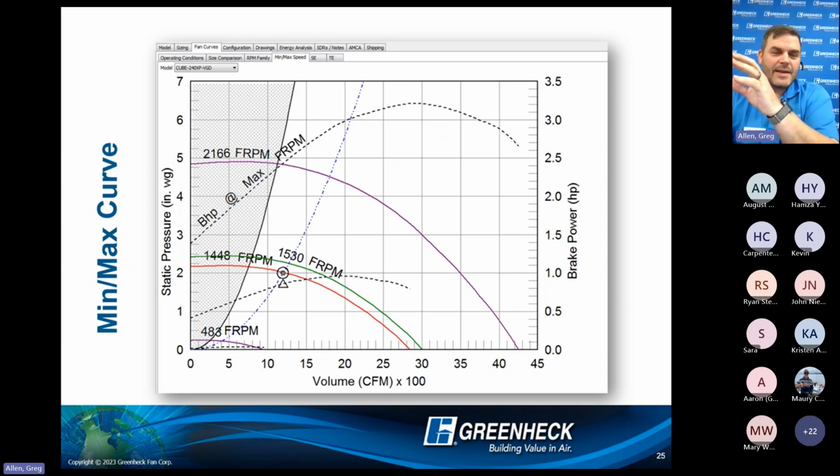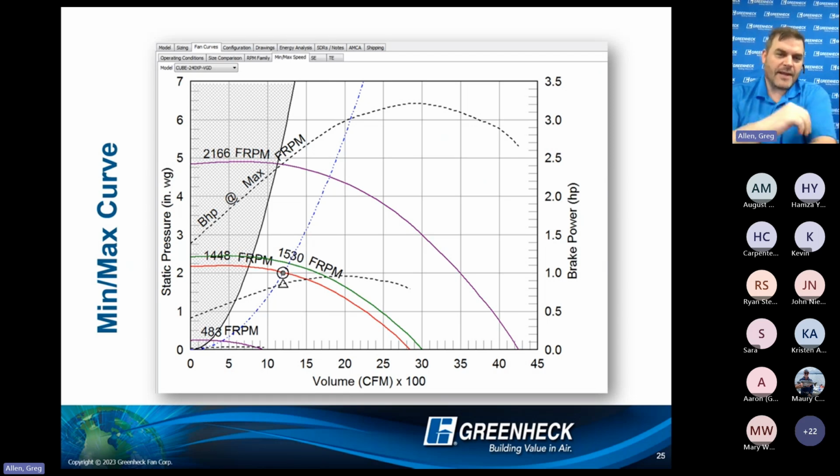But I also have a top purple line. This one's designated 2166 fan RPM. That shows you or represents the fan's maximum condition, like if you put the biggest motor that fan can handle, that's the construction limit of the whole works.